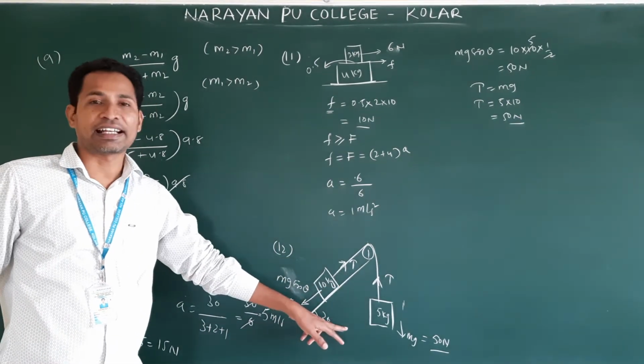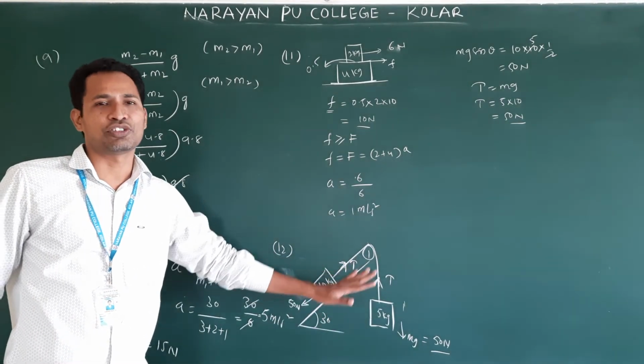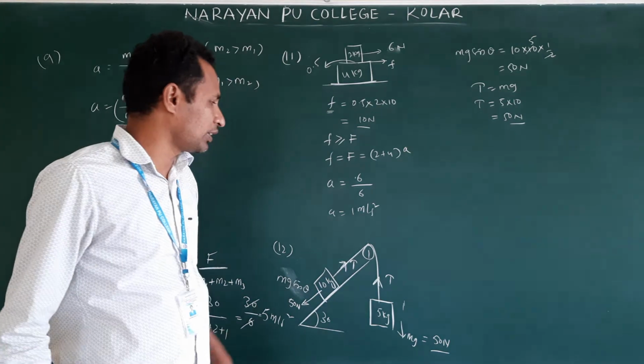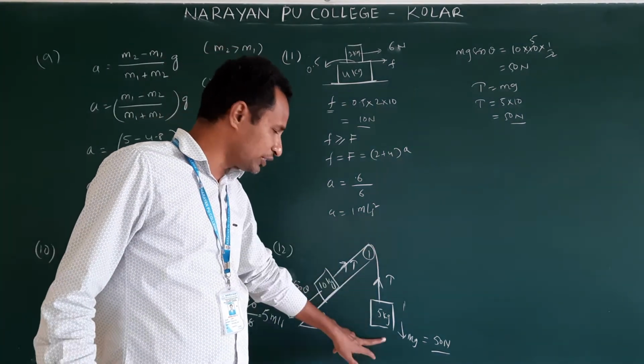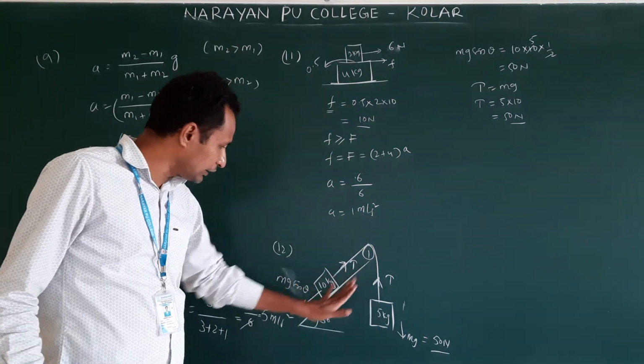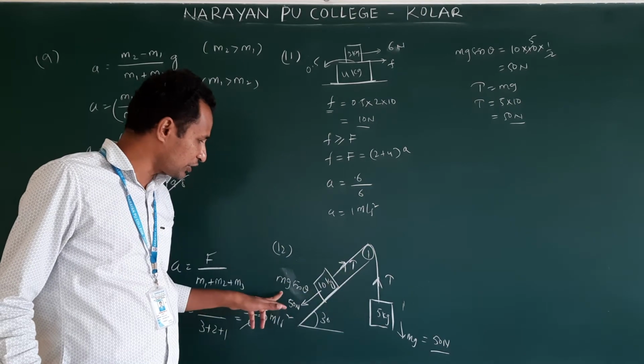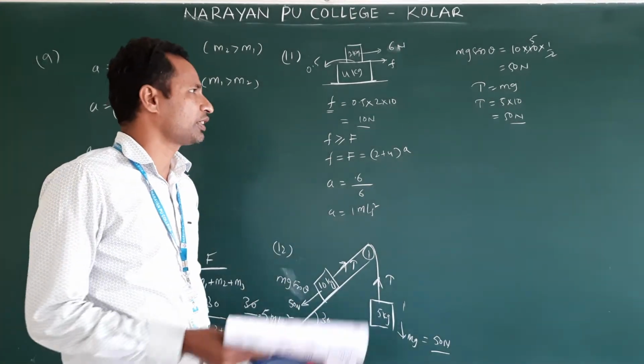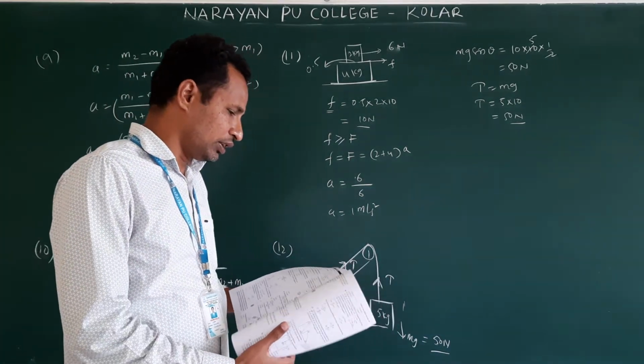Or you can equate T is equal to mg sin theta, because the system is not accelerating, it is at rest. It means all forces balance each other. T is acting up, this is balanced with mg. Or if you take the inclined plane, this T is balanced with mg sin theta. So the answer is 50.